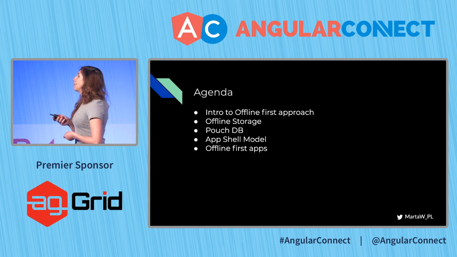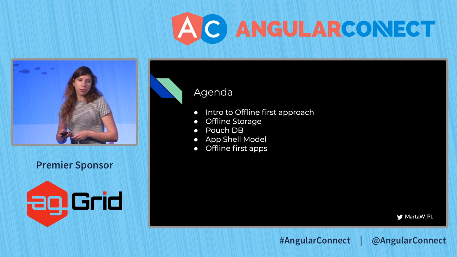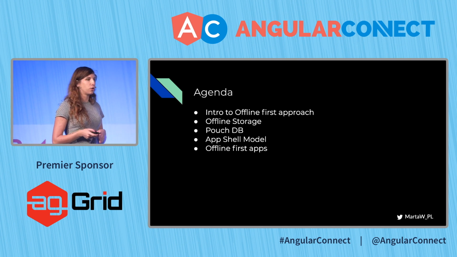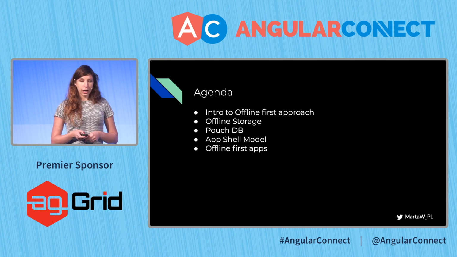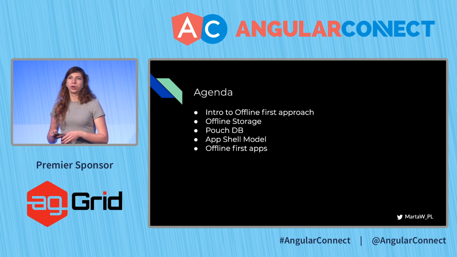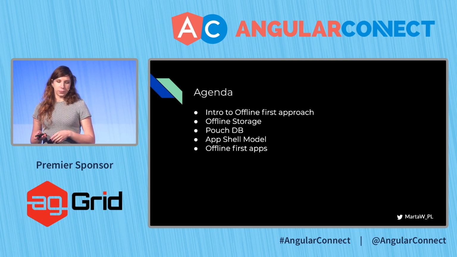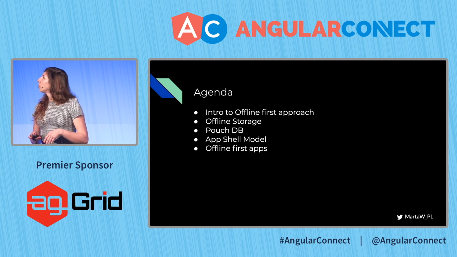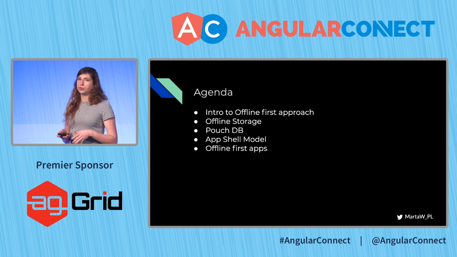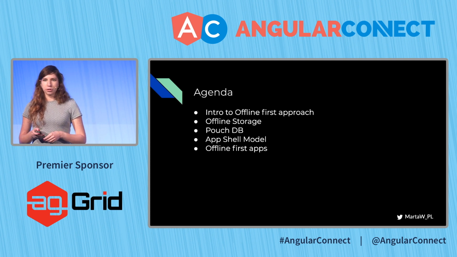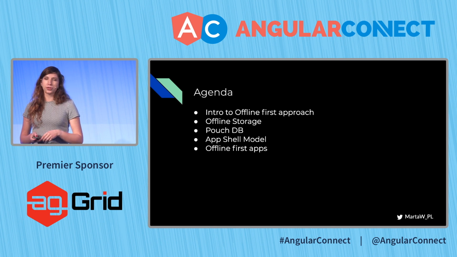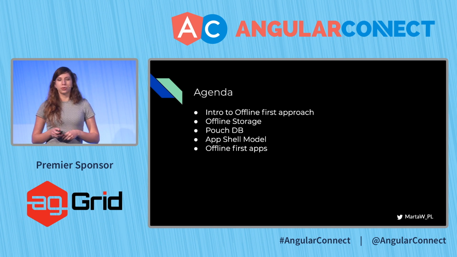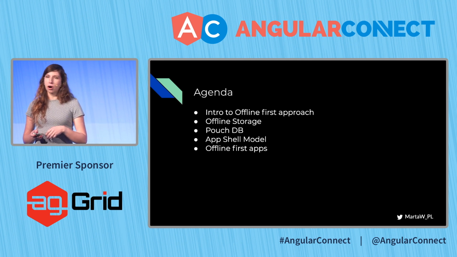And this is the plan for today. At the beginning, I will introduce you to the offline first approach. I will tell you what the strategy is in general and show you the advantages of this approach. Next, we will go to offline storages, because this is a key point to understand this approach. After that, I will show you PouchDB. This is one technology that enables you to store your data locally in a browser, on the client side, and then synchronize it with the backend. The next point is the app shell model. This is a way to increase the performance of your app. And in the last point, I will show you offline first apps that we're already creating with this approach and with PouchDB.